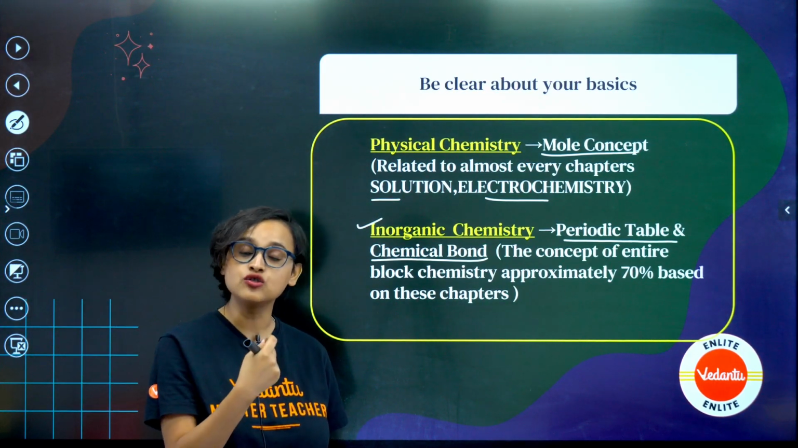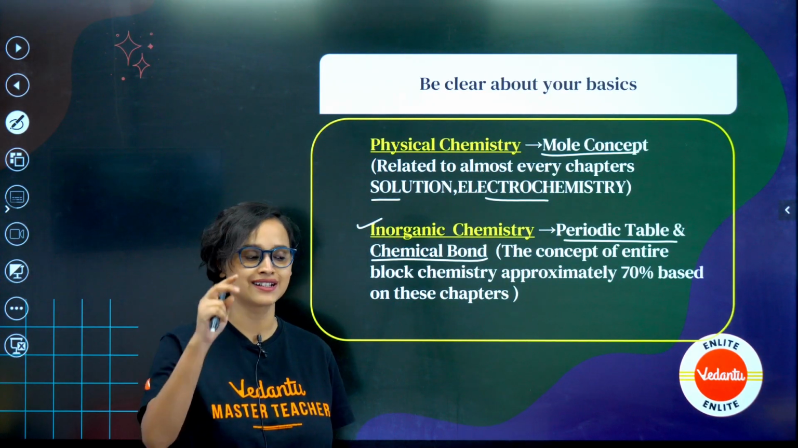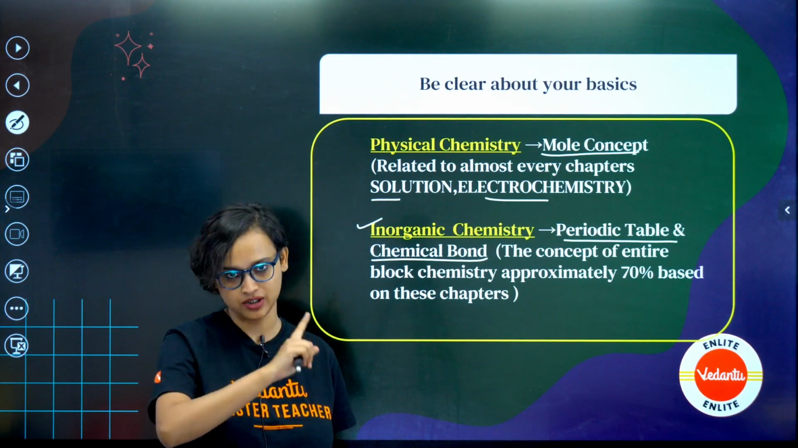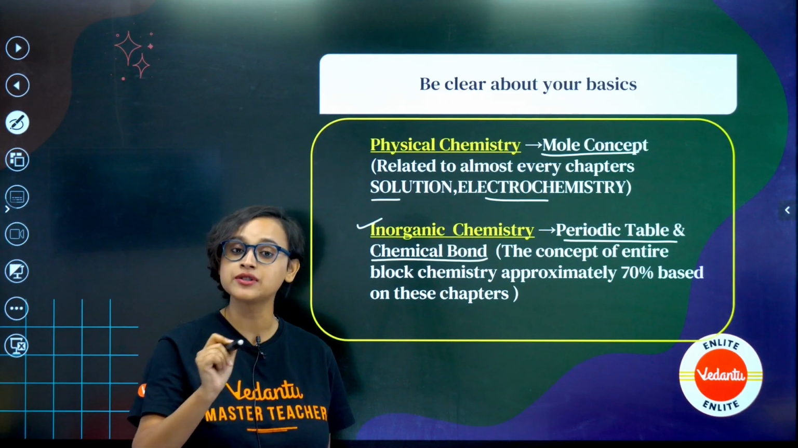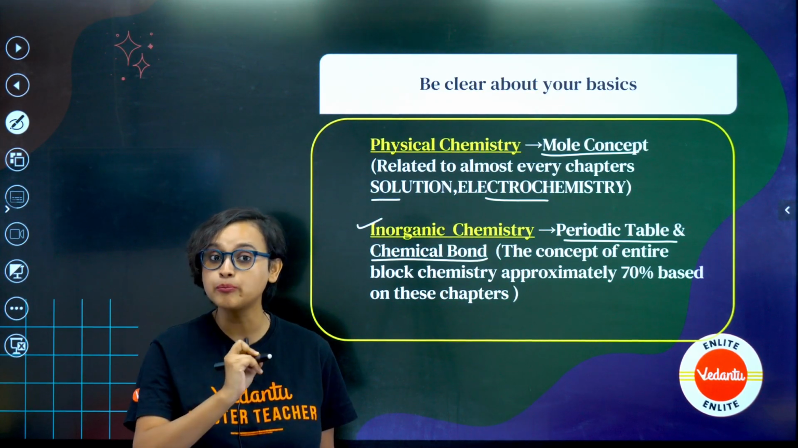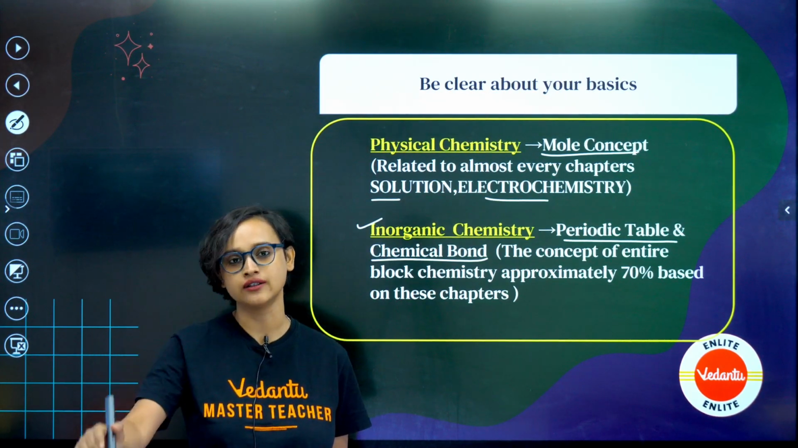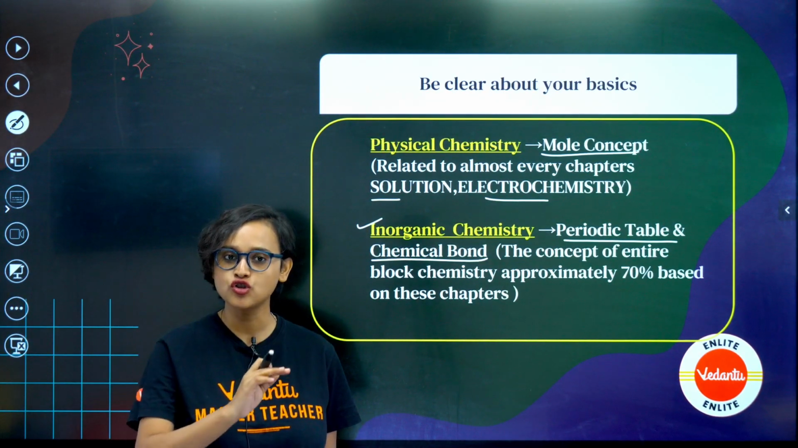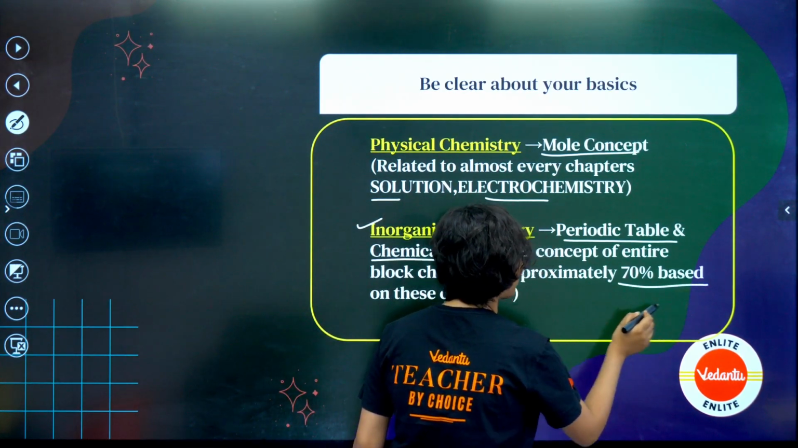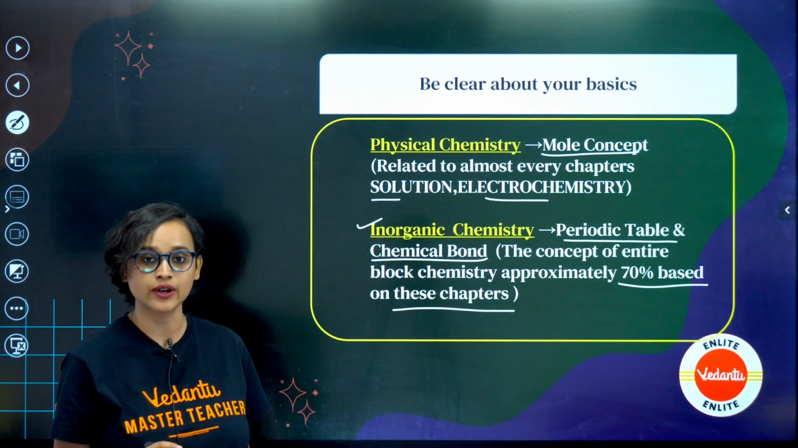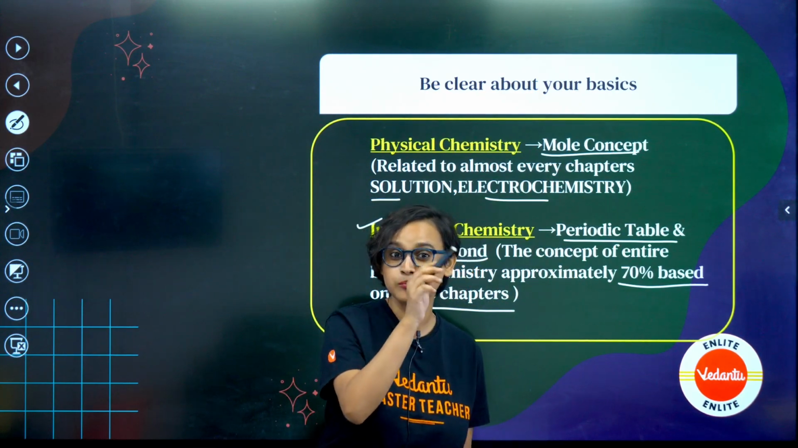People often try to just remember it, but all it requires is reading the chapters very well two times, and making proper, detailed notes one time, and you are sorted for this whole year. So 70% of your inorganic questions will be based on these two chapters, because the periodic table will also deal with the blocks: s block, p block, d block, f block.